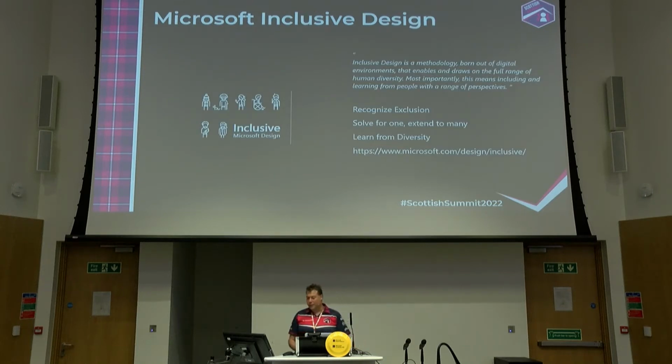If I talk about accessibility and inclusion, especially at a Microsoft technology conference, or using Microsoft technology like Blazor, I want to touch on Microsoft Inclusive Design. I have a whole document, even several documents, that you can find at the URL microsoft.com/design/inclusive. And they are really saying the following. Inclusive design is a methodology born out of digital environments that enables and draws from the full range of human diversity. Most importantly, this means including and learning from people with a range of perspectives.